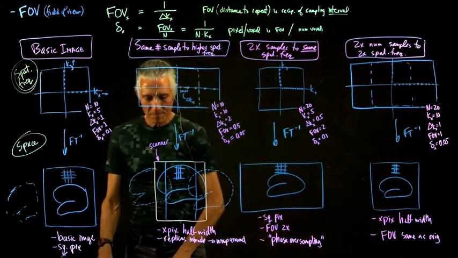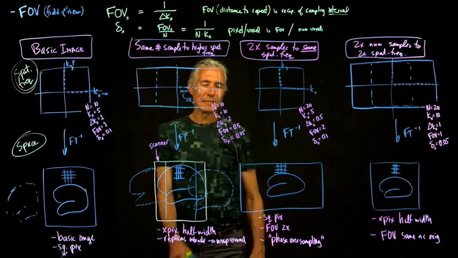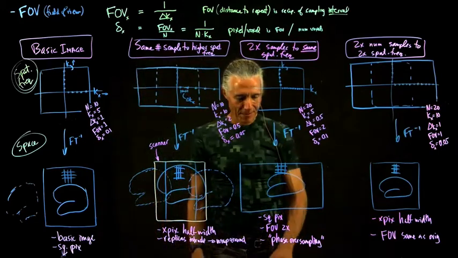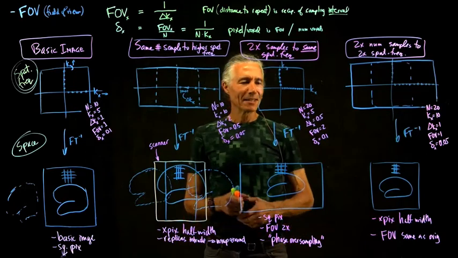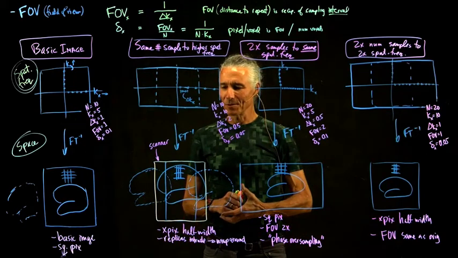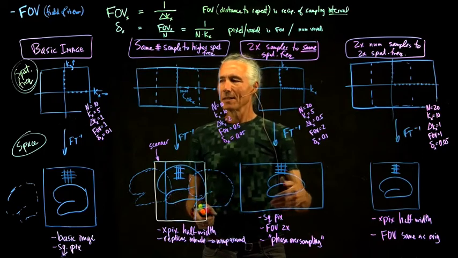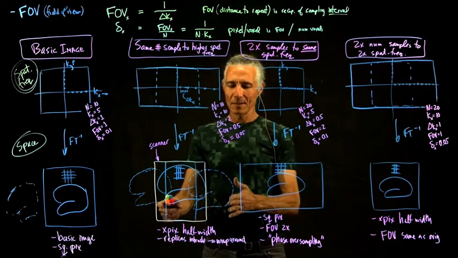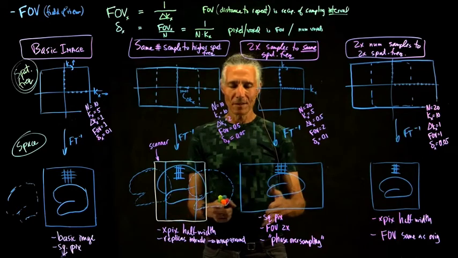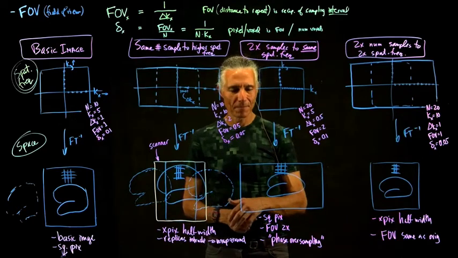So that's the confusing part about field of view. That's really what the field of view is. It's all about what is the actual real space to the next replica.